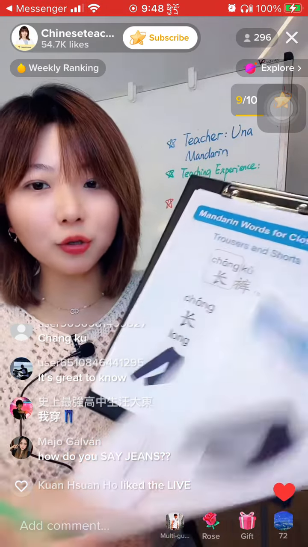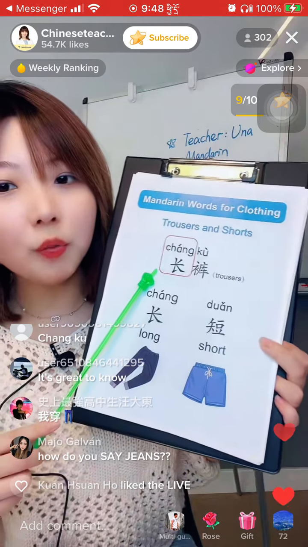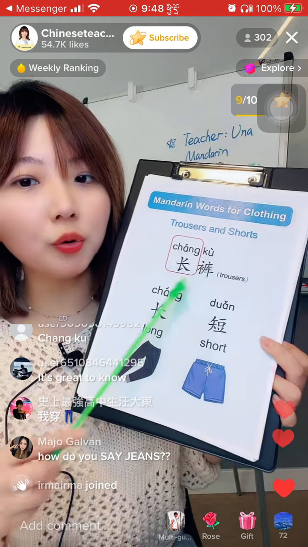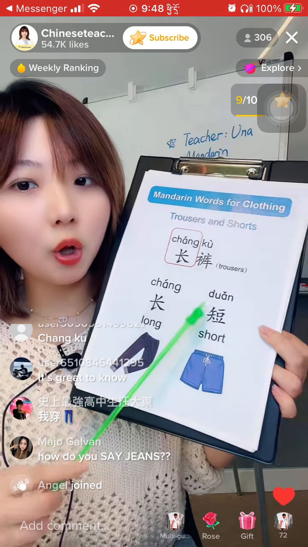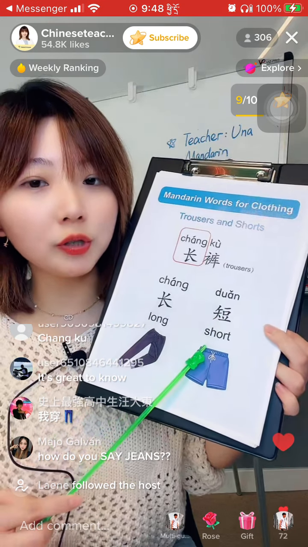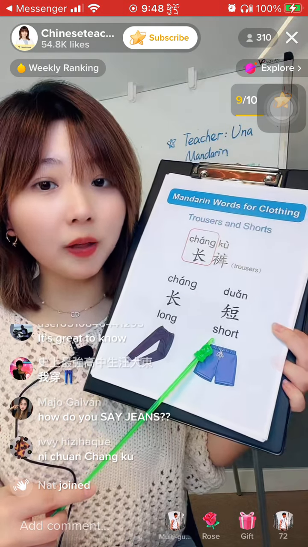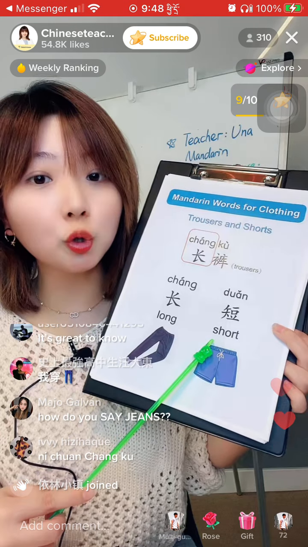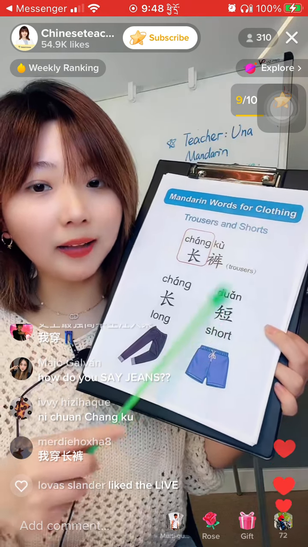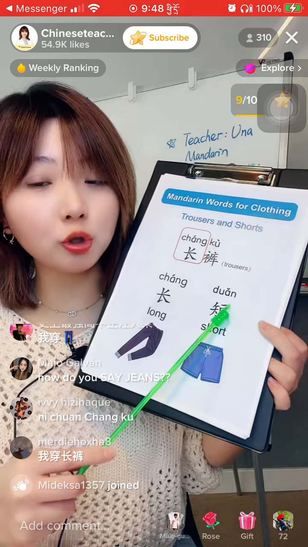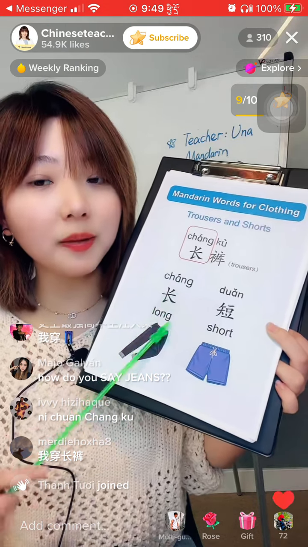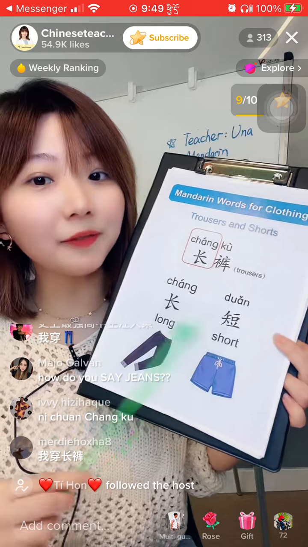我穿长裤。我穿长裤。Very good. So let's compare the short one and the long one. When we talk about 长裤, 长 means long, 短 means short. Do we still remember on Monday we've learned the shorts? Shorts is called 短裤. 短裤 means shorts. 长裤 means trousers. That's a difference, okay?